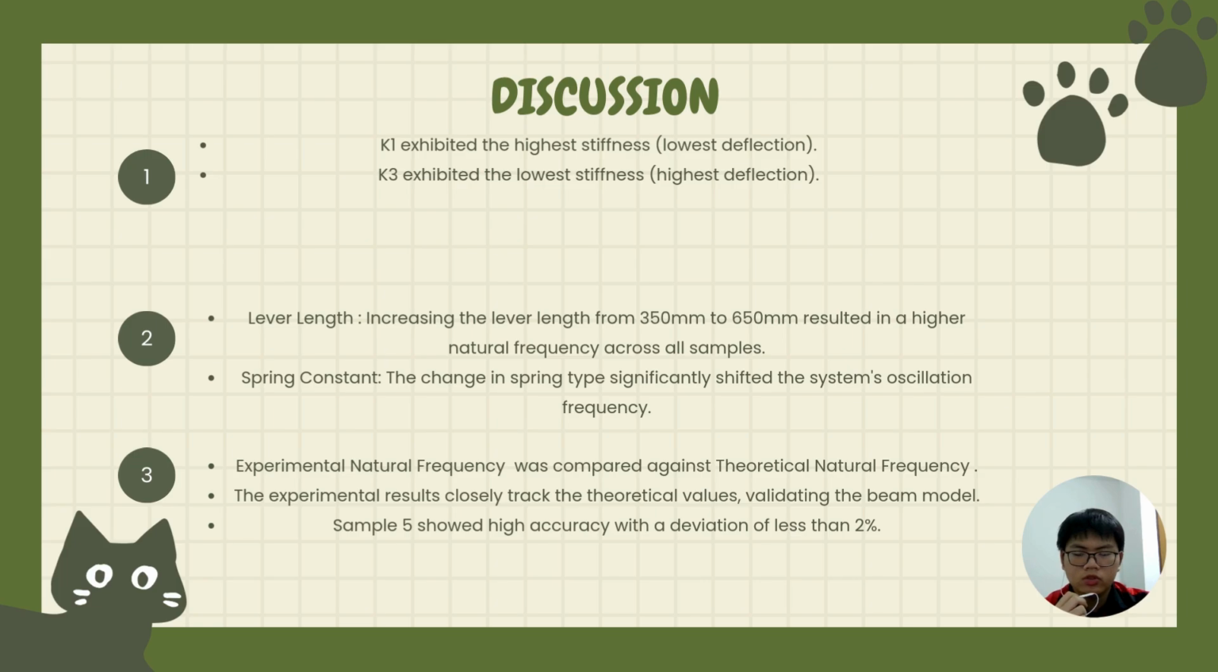The second table is about the oscillation and the natural frequency, and for the level, in conclusion, increasing the level length from 350 mm to 650 mm results in a higher natural frequency across all samples. For the spring constant, the change in spring type significantly shifts the system oscillation frequency, which means when the spring is stiffer, the natural frequency will be lower.